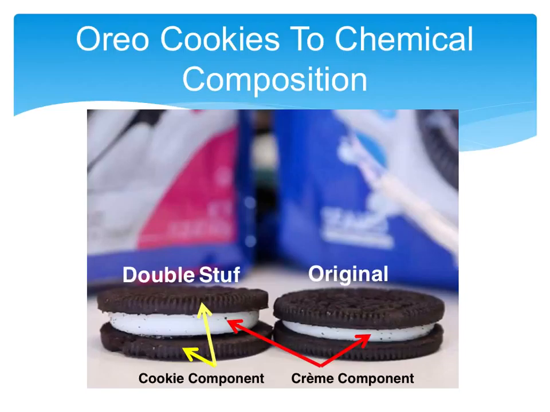And in the double stuff, you can see here that there looks like there's a lot more cream than in the original cookie. So you would expect the mass of the cream part of the double stuff to be different than the mass of the original cookie, and therefore the percentage that mass of cream brings into the total cookie mass to be different than the original.